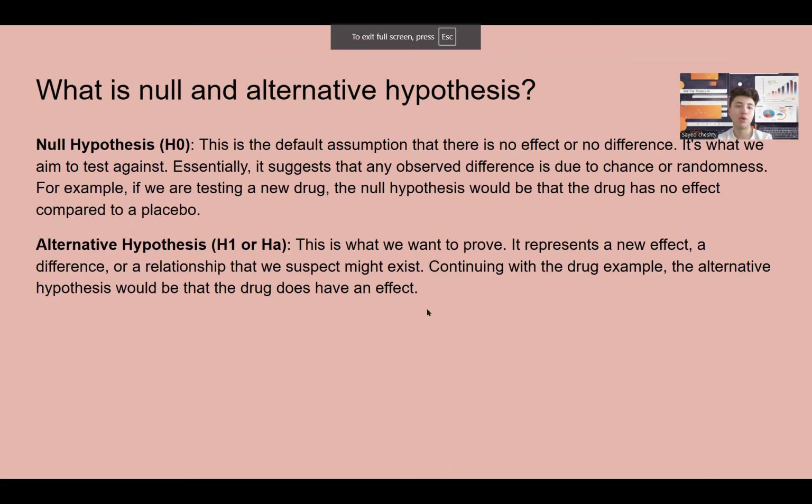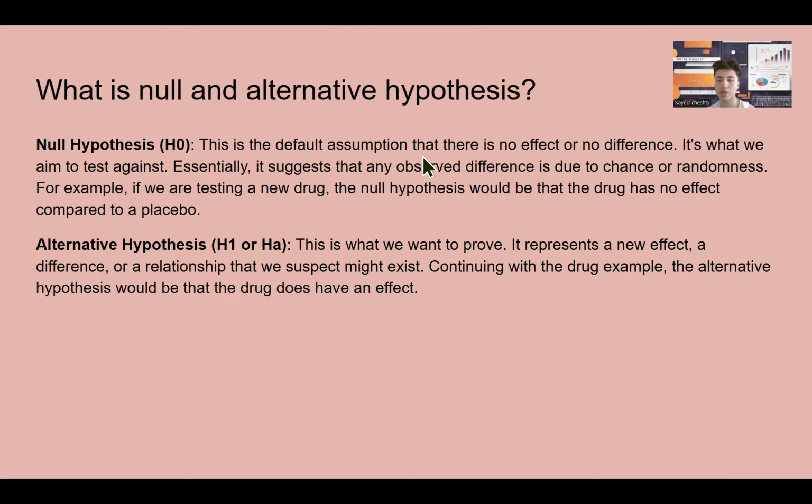Null and alternative hypothesis have opposite meanings, just different roles. The null hypothesis says there's no effect or no difference, which is what we aim to test against. Essentially, it suggests that any observed difference is due to chance or randomness. For example, if we're testing a new drug, the null hypothesis will be that the drug has no effect compared to a placebo, so no effect or no difference.